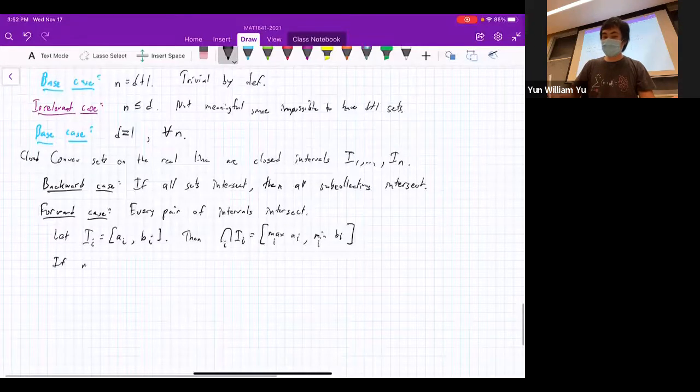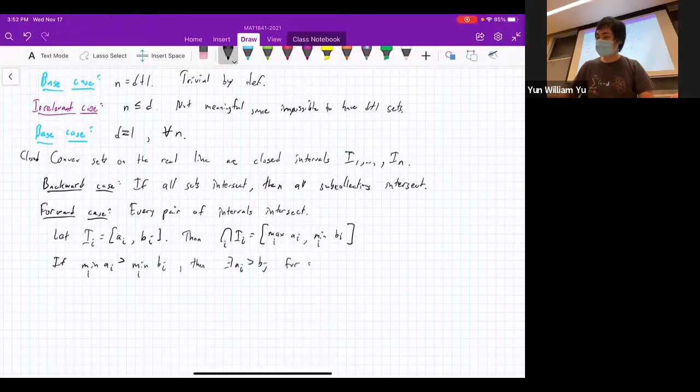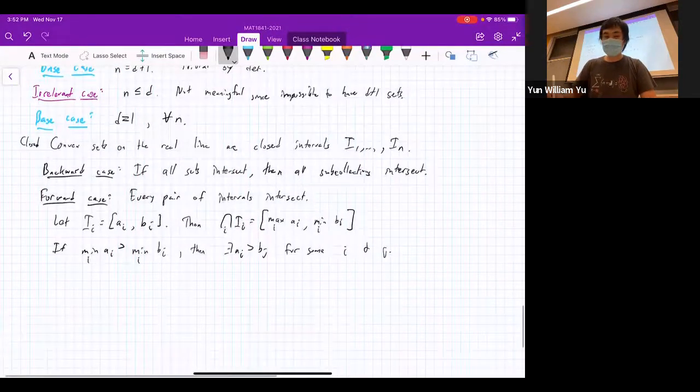So the question is, is this not empty? Well, let's assume that this is an empty set. This is an empty set if the left-hand side is bigger than the right-hand side. So if that were the case, then there would exist some a_i greater than b_j for some i and j. But then those two wouldn't intersect. But then I sub i intersect I sub j would be equal to the empty set, a contradiction.